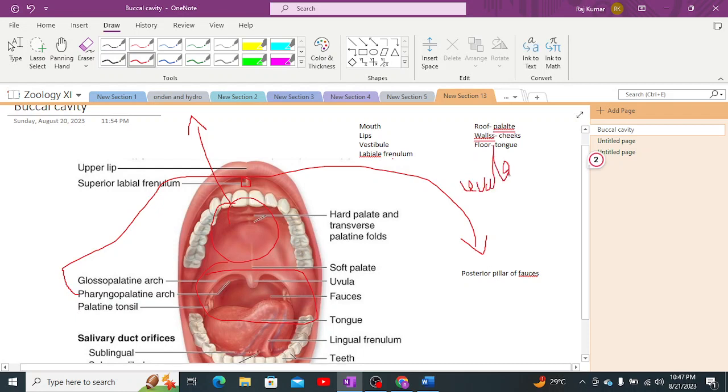The uvula is a structure, as you can see on the screen as well. It is a fleshy structure made up of muscles. And what is its function? Its basic function is to block the respiratory tract whenever food is being taken in.